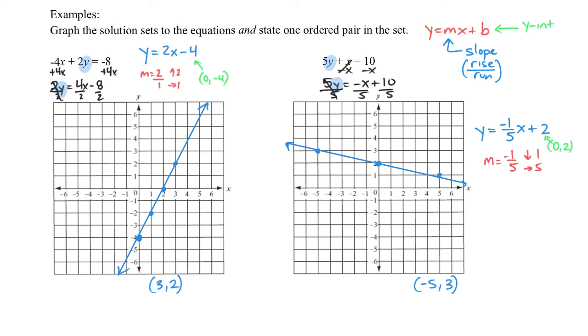And that's it. So, step 1, get your equation into y equals mx plus b form, identify the slope, identify the y-intercept. Step 2, graph. Make sure you always use a straight edge to draw your lines, a ruler or something, and then make sure you always have arrows on the end. And that's it.